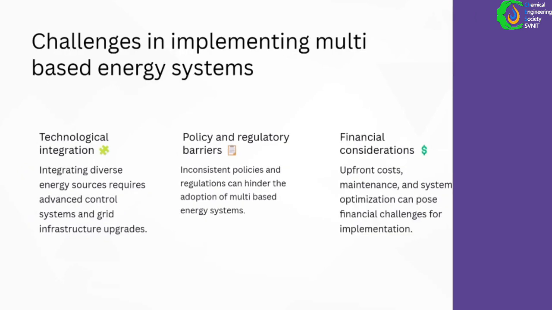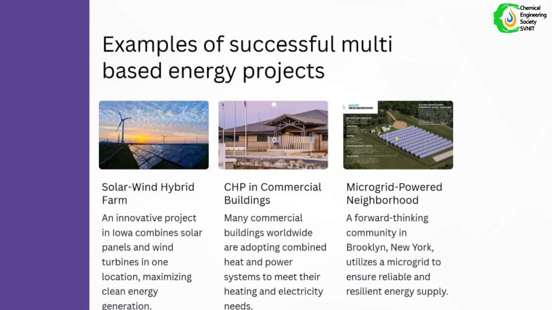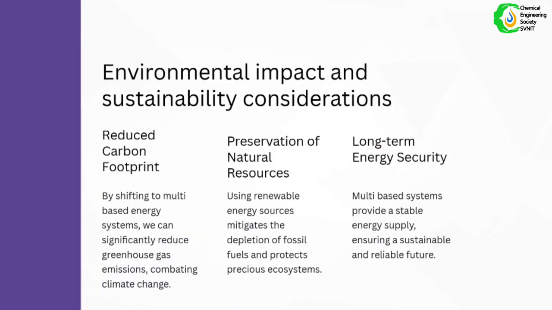While there are many benefits to using multi-based energy sources, there are some challenges, including intermittency, cost, transmission and distribution, and policy and regulatory barriers. Some examples of successful multi-based energy projects are shown: a solar wind hybrid farm in Iowa, CHP in commercial buildings, and a microgrid powered neighborhood in Brooklyn, New York. Environmental impacts of multi-based energy sources are reduced carbon footprint, preservation of natural resources, and long-term energy security.